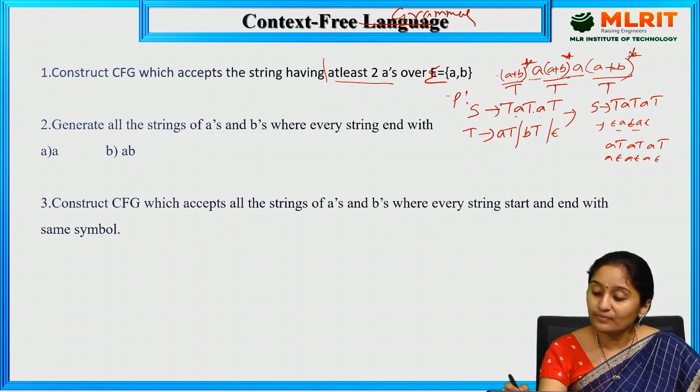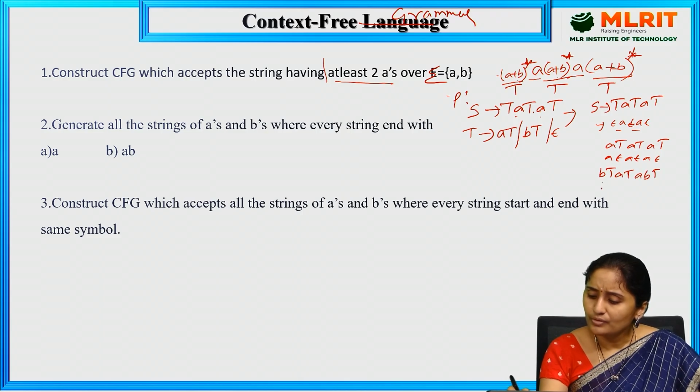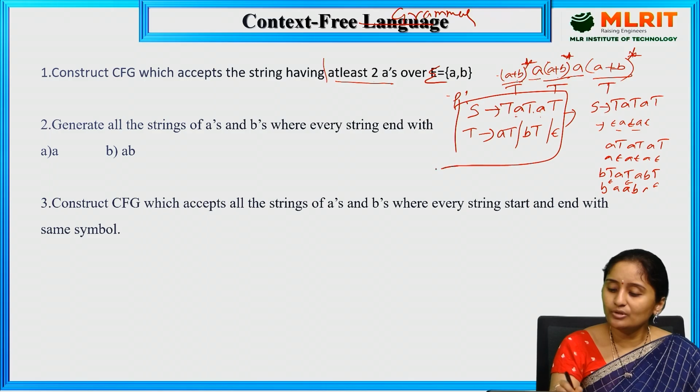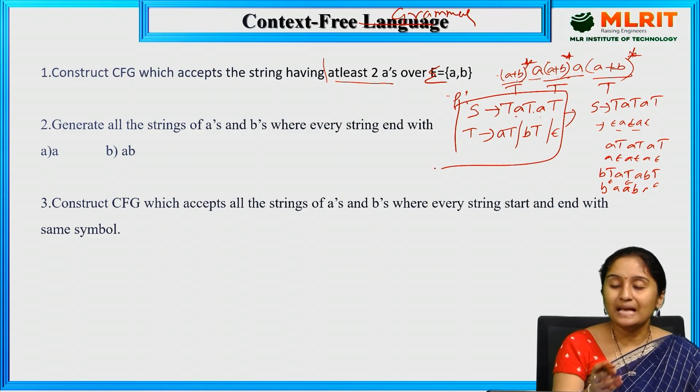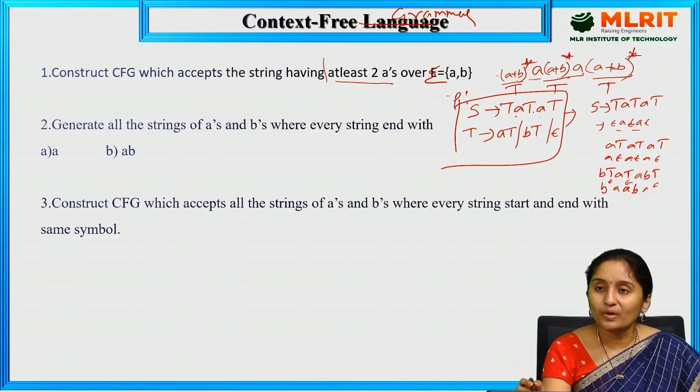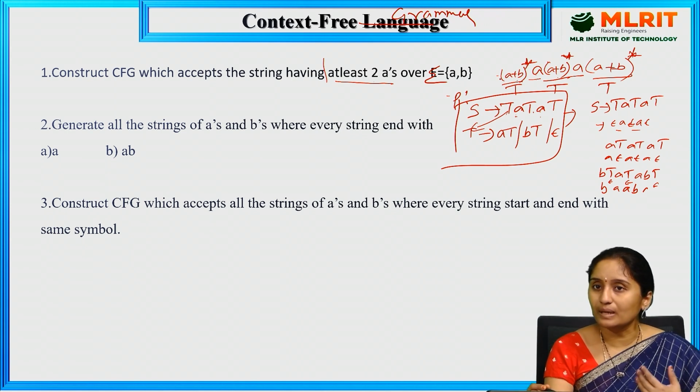Let me replace it with BT: BT, A, T, A, BT. So B, A, B, B. These are nothing but T's replaced with epsilon. So this grammar is going to generate any string which is having at least two A's. So we are going to replace the common letters with some non-terminal, and then we are going to produce that non-terminal with some productions.